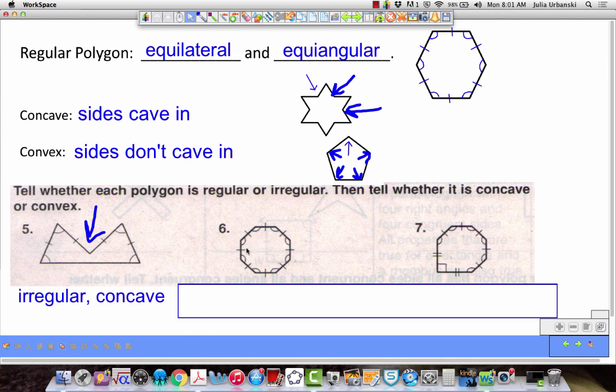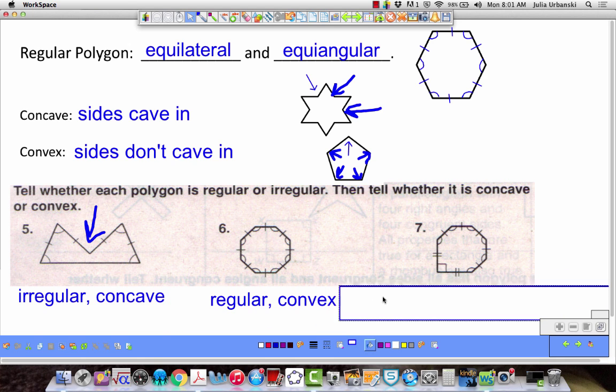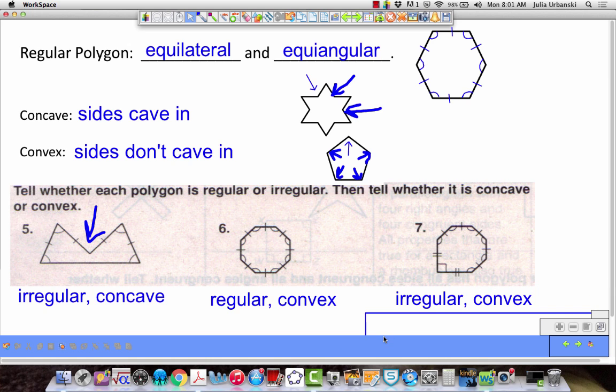Number 6, what's this one? Regular or irregular? Regular. Everything's marked equal. And is it concave or convex? Convex. Good. There's nothing caving in. It's regular, everything's equal, and it's convex, nothing's caving in, everything's pointing outwards. And number 7, is it regular or irregular? Irregular. These two don't match the rest of them. That right angle doesn't match the rest of them. Is it concave or convex? Convex. There's nothing facing inwards.